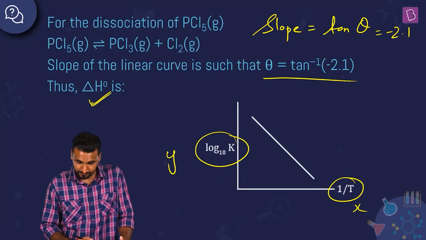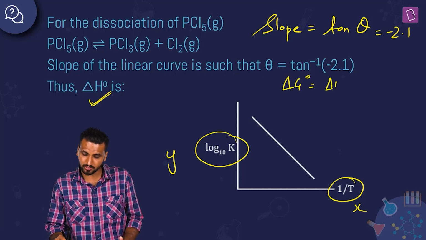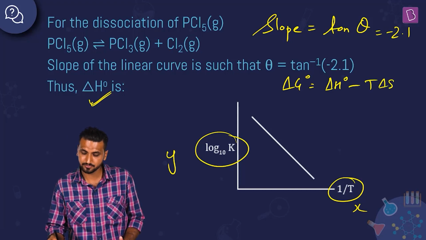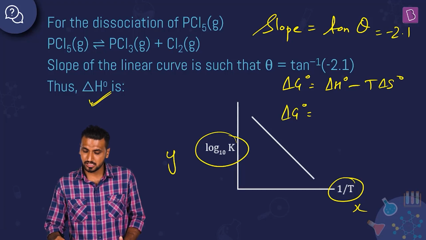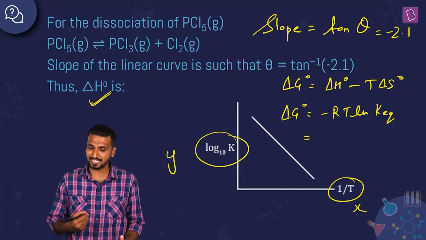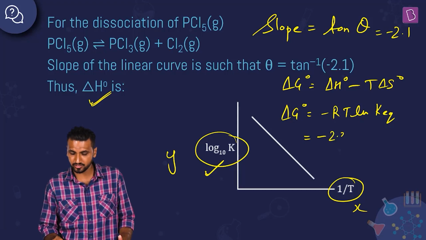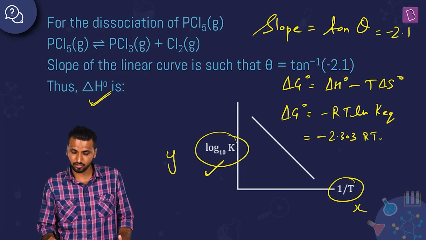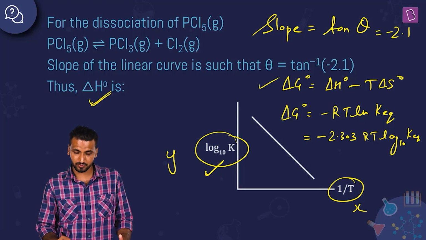If you just remember, the formula for delta G naught is delta H naught minus T delta S naught, right? And the other formula for delta G naught is minus RT ln K equilibrium. If I convert this into log base 10, why? Because there is log base 10. So minus 2.303 RT log K equilibrium base 10. Make sense? So let me equate this equation with this equation.